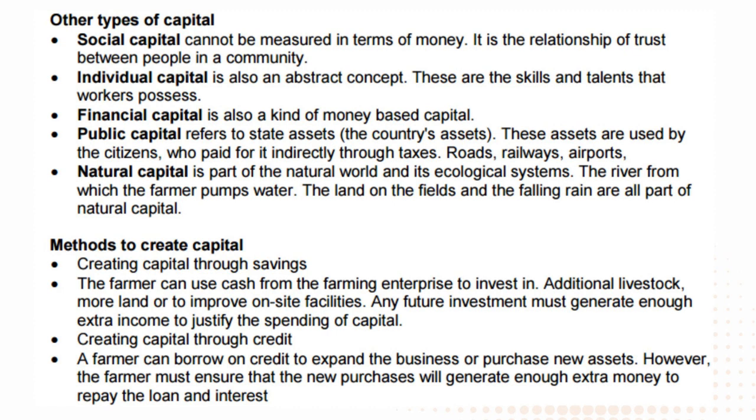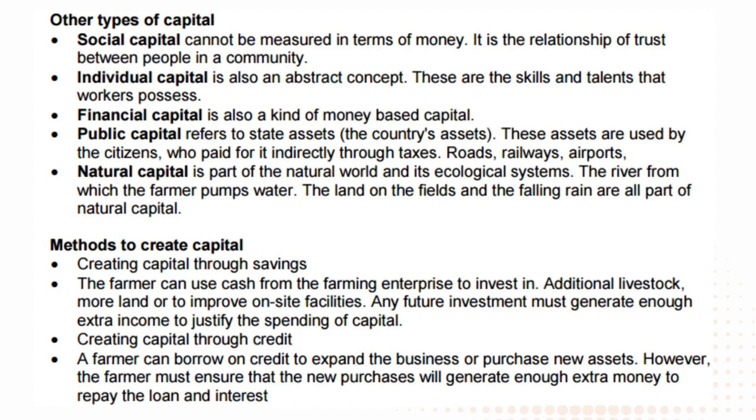Roads, railways, airports. Natural capital is part of the natural world and its ecological systems. The river from which the farmer pumps water, the land in the fields and the falling rain are all part of natural capital.